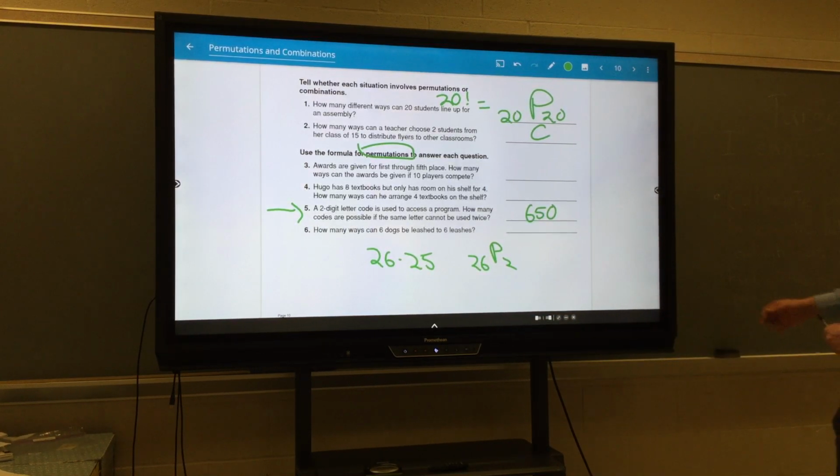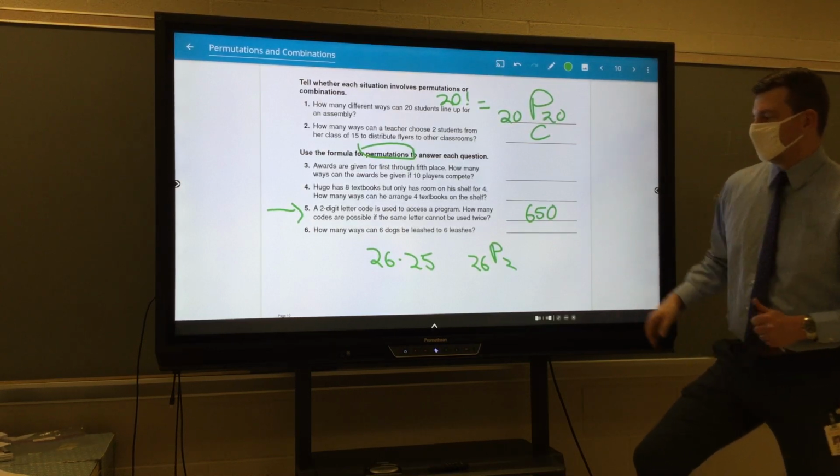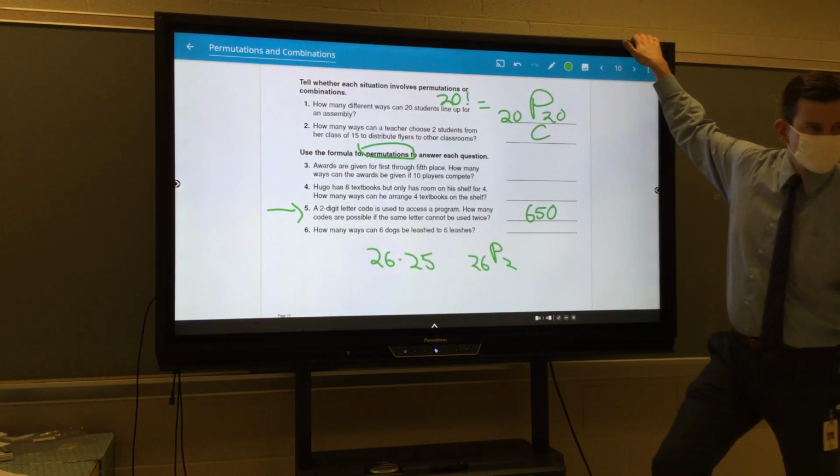Somebody would be able to crack that code eventually. Any questions so far?